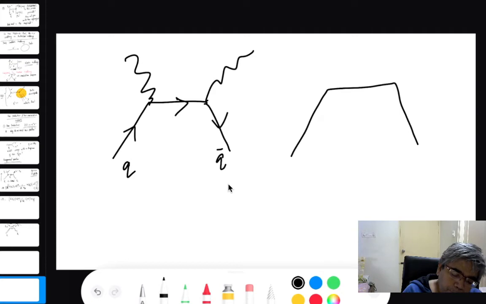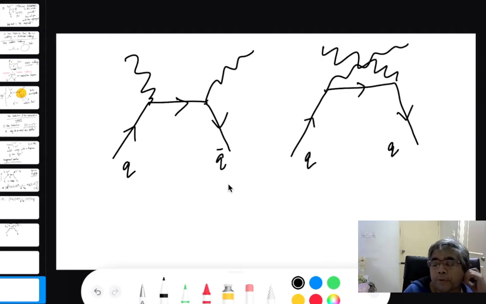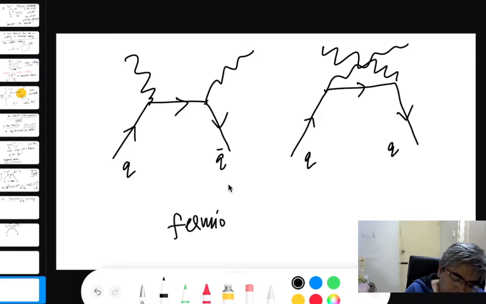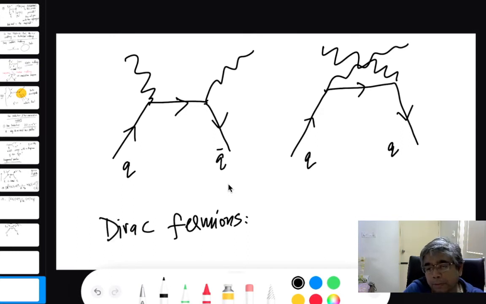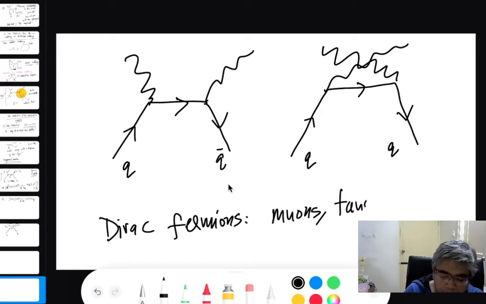A simpler example would be thinking in terms of proton and antiproton. A proton and antiproton come together and then they annihilate, producing two photons. Their masses will be much higher. You can think of any fermions and antifermions. These are all Dirac fermions. If they are Majorana, it doesn't happen. These are all Dirac fermions, like for example muons, taus, tops, all possible quarks, and so on.